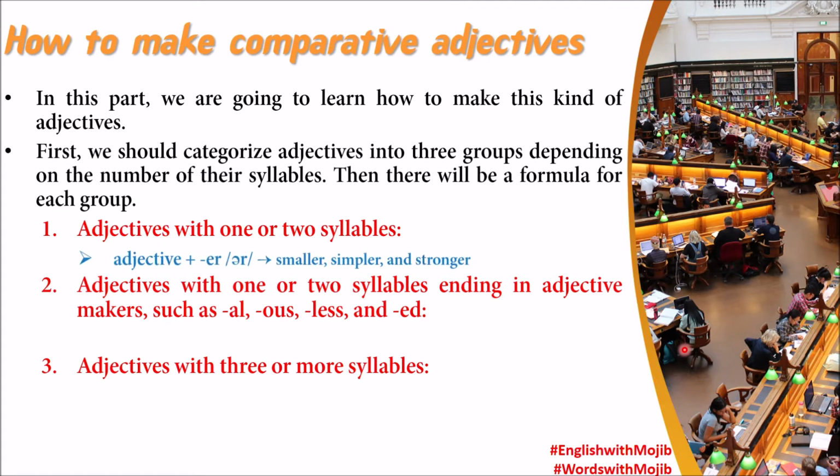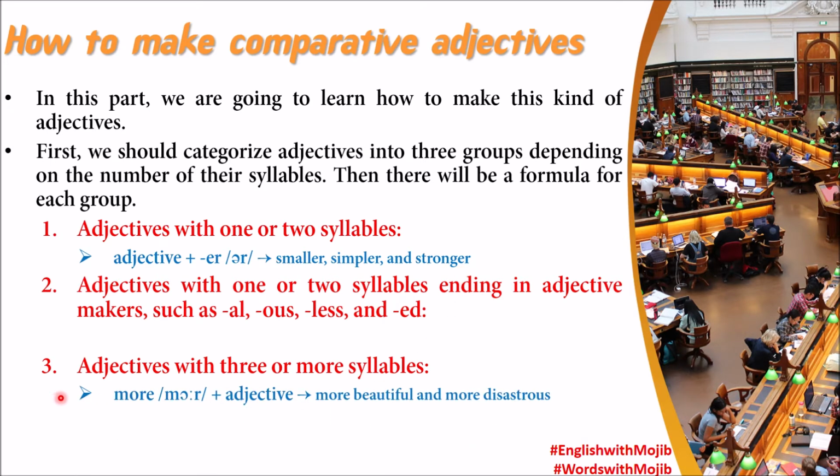Okay, for group 1, the formula is adjective plus er, which is pronounced with a very short sound of uh and r. For example, small, smaller, simple, simpler, and strong, stronger. Small has one syllable, smaller. Simple has two syllables, simpler. And strong has one syllable, and it would be stronger.